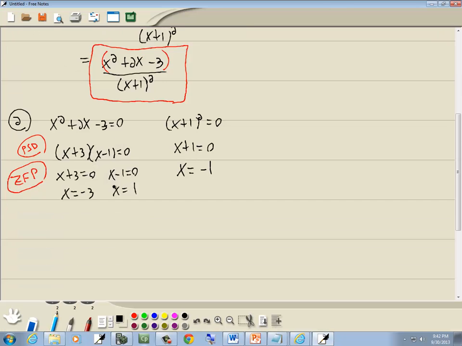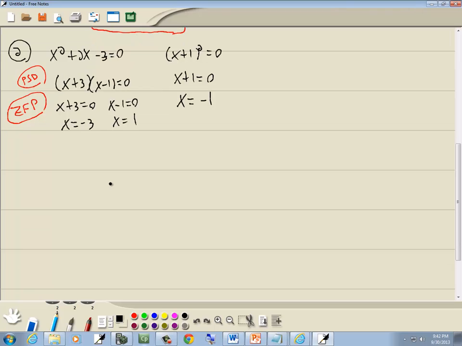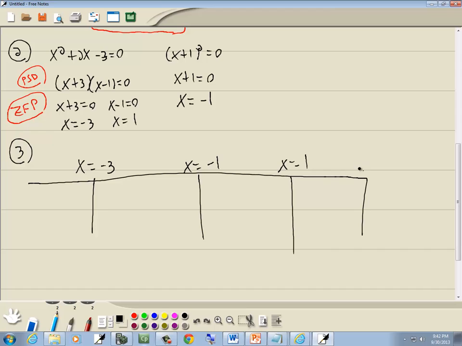Okay, now let's build our table of intervals. Our smallest one is -3. So we have a -3. Our next one is -1. And then our next one is +1. Clear over here is positive infinity. Clear over here is negative infinity.